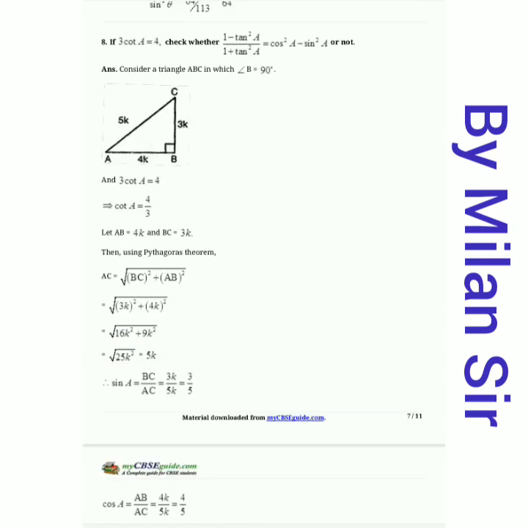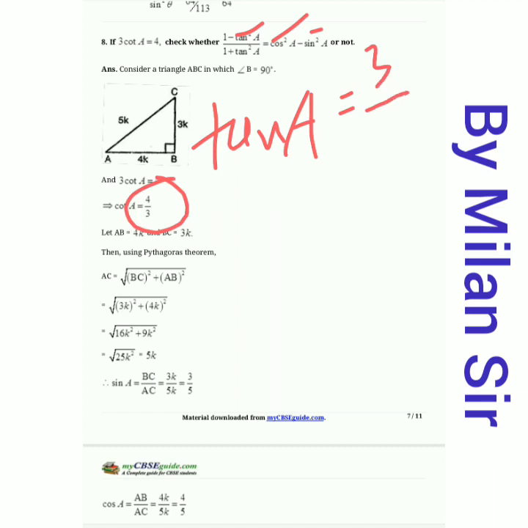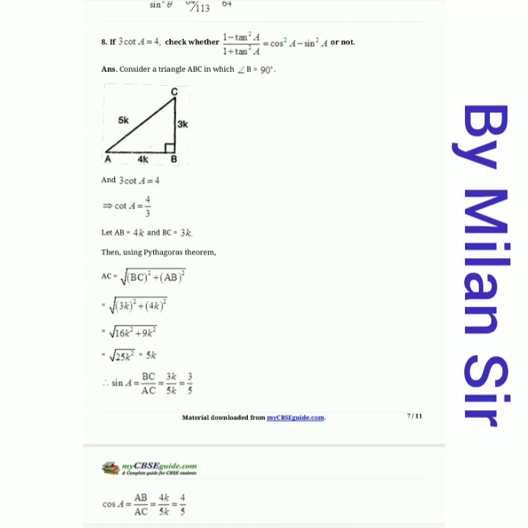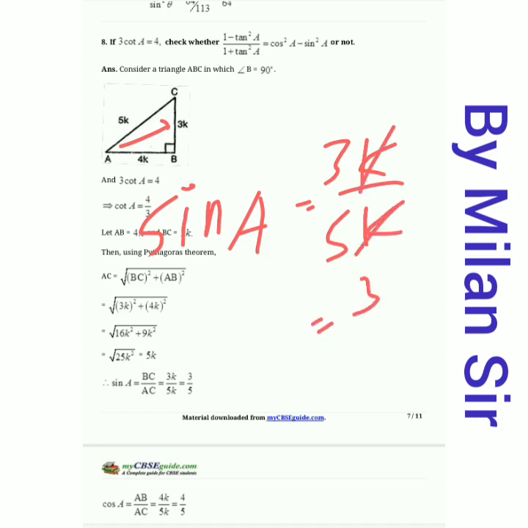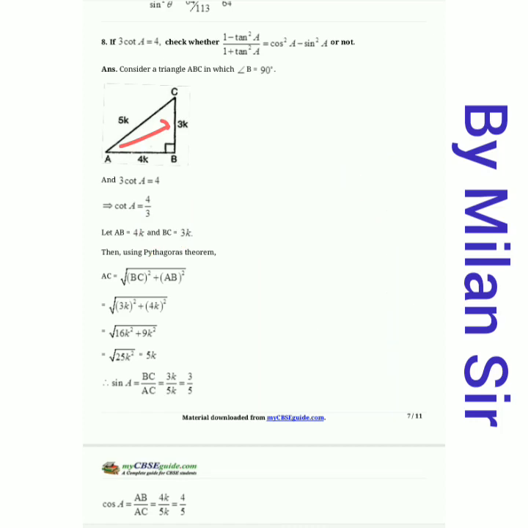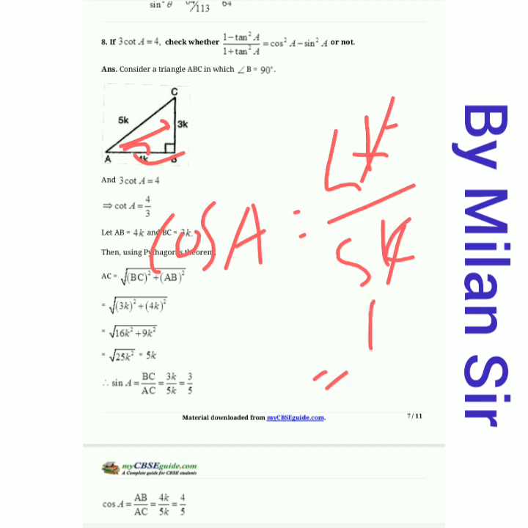Three things we want here, tan, cos and sin. Tan A we can directly get if we inverse this, 3 by 4, because tan A is the inverse of cot A. Then change the numerator and denominator. So tan A is equal to 3 by 4. Sin A, opposite upon hypotenuse, opposite 3k, hypotenuse 5k, k cut, so 3 by 5. And cos A, adjacent, that means 4k upon hypotenuse 5k, again k cut, 4 by 5.